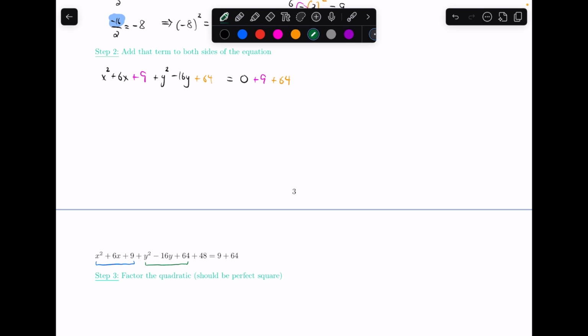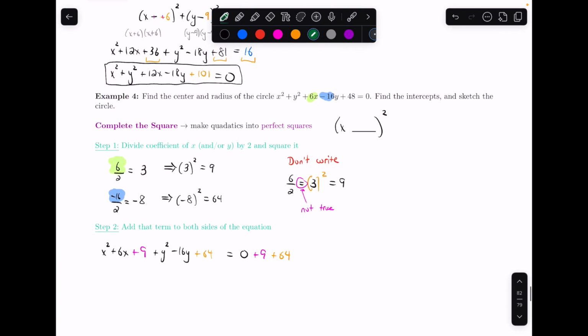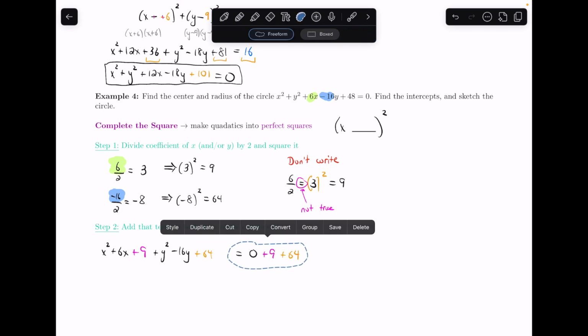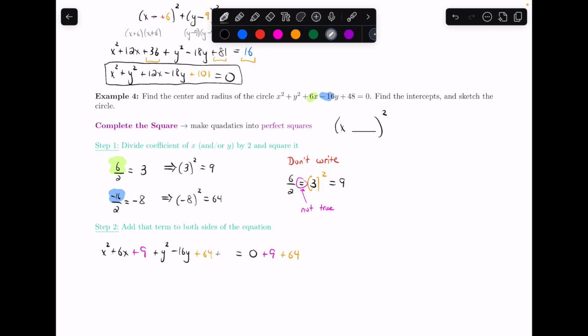Oh, and I'm realizing I think I forgot one term. What did I forget? Oh yeah, I forgot that I had a 48 here on the left. So let's fill in that missing 48. I was wondering where that came from. So let me give myself some room. And let's fill in that missing 48. So plus 48 should still be there, right? Okay.